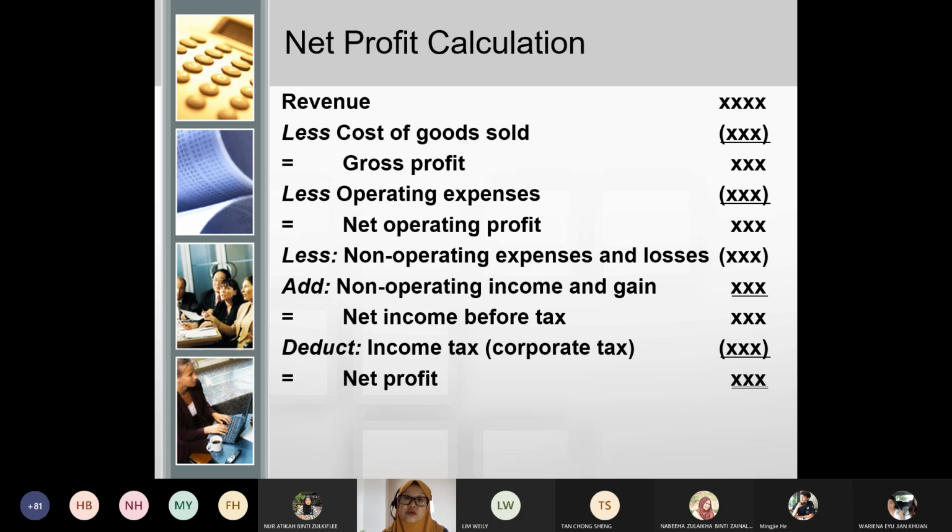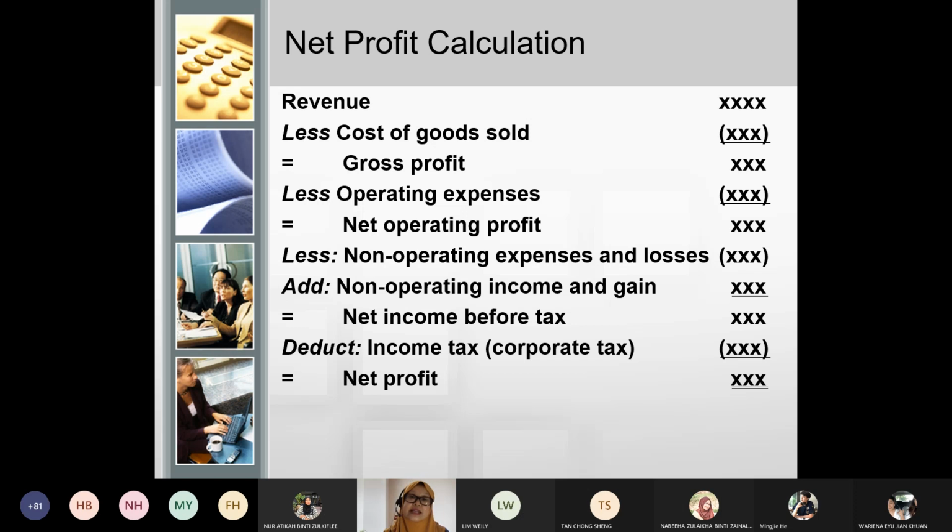Okay, revenue minus cost of goods sold will equal the gross profit. So the gross profit minus operating expenses, then we get the net operating profit, or in other words, the operating income. This operating income we minus the non-operating expenses and losses, and if there's any non-operating income, we add it. Then we get the net income, but this net income is before the tax.